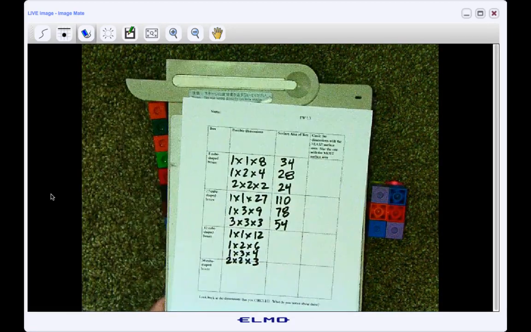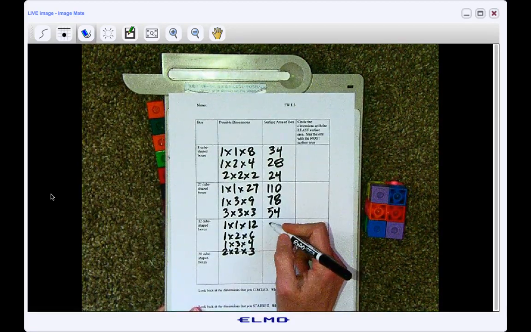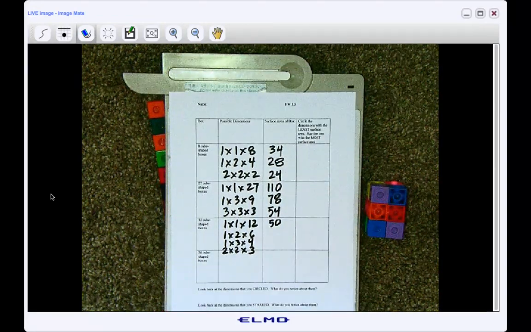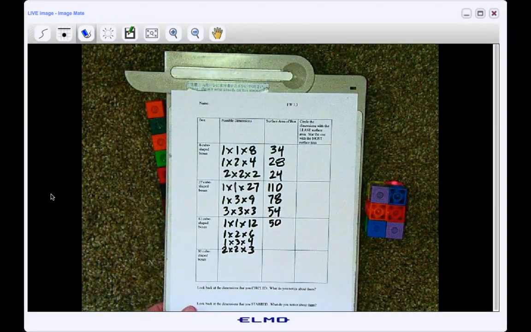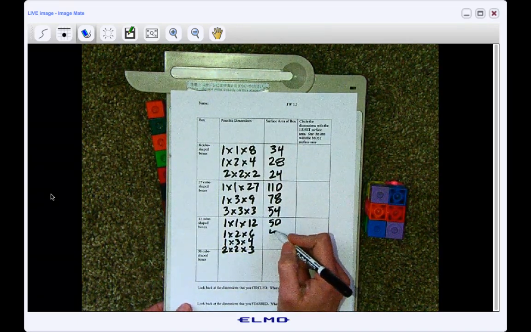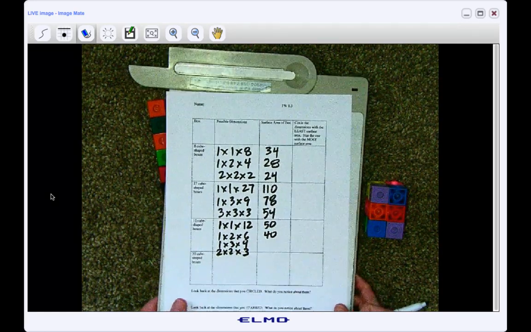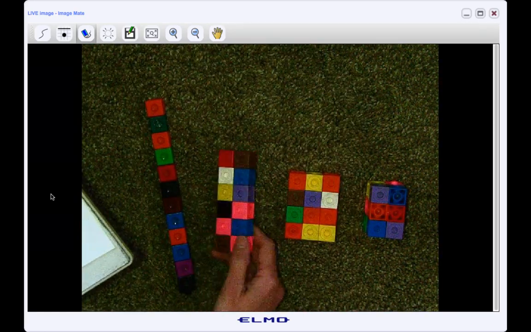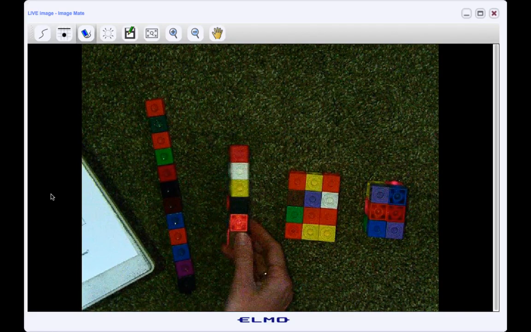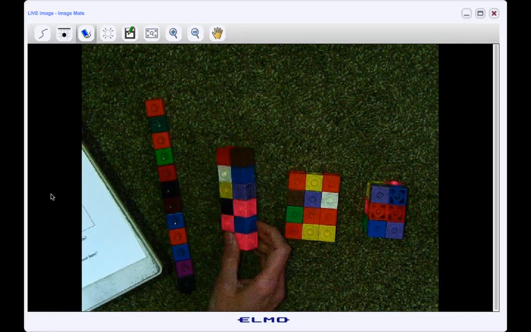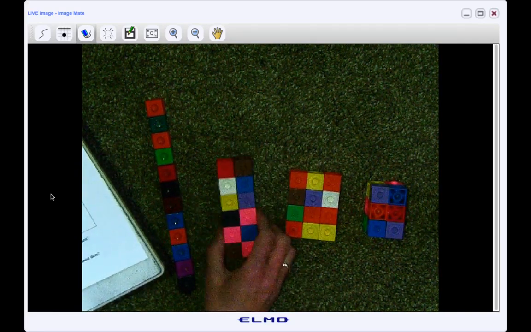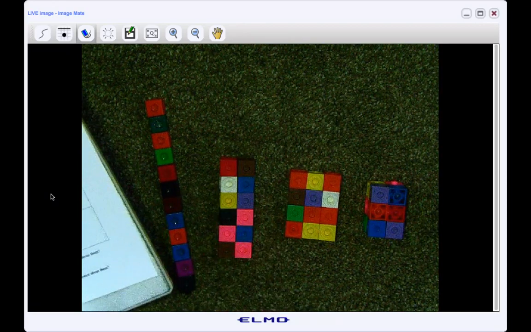Okay, so did you get 50 for the first one? Because you had 4 sides of 12, that makes 48 plus the 2 ends. Did you get 40 for this one? Okay, so you've got a 12 and a 12, a 6 and a 6. Okay, 2 and 2.